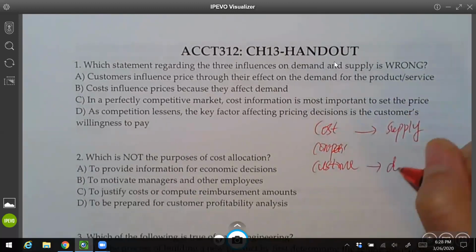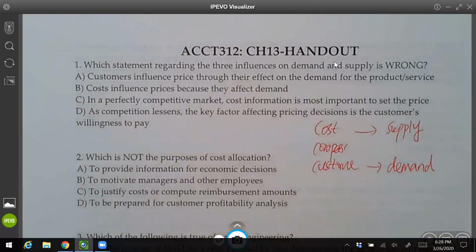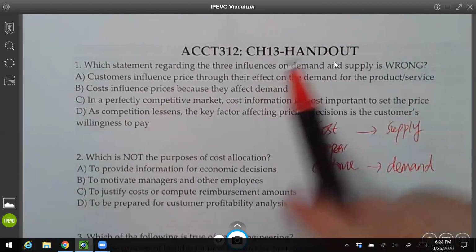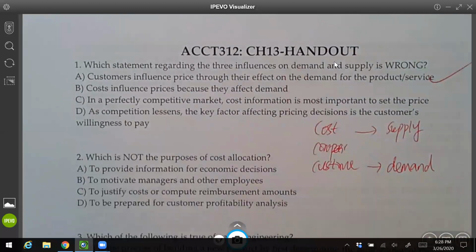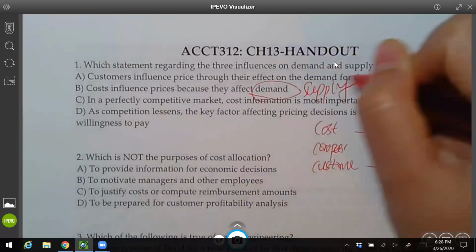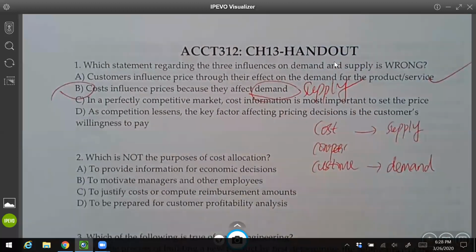Customer basically decides the demand. Customer demand high, then you can charge a higher price. Competition is kind of in the middle. Textbook said it affects both sides. Customer influences price through the demand. Okay, this is correct. Cost influences because they affect the supply, so choice B is the wrong one.